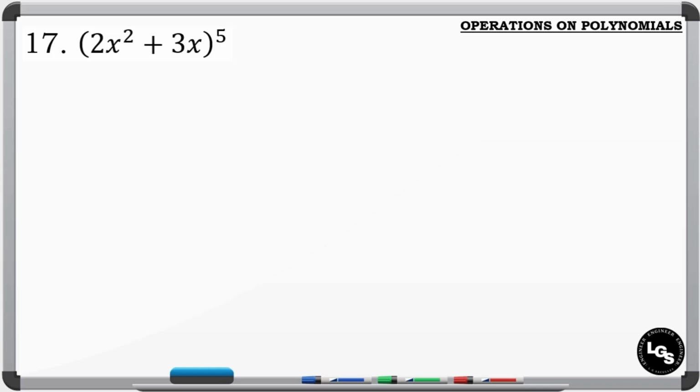So we cannot use the special products because we only have the square and cube of a binomial. So what we can use here is the help of the Pascal's triangle for a shorter method, but you can always try to use the long method by multiplying the binomial by itself 5 times. But again, that will take time. So we can use the Pascal's triangle.